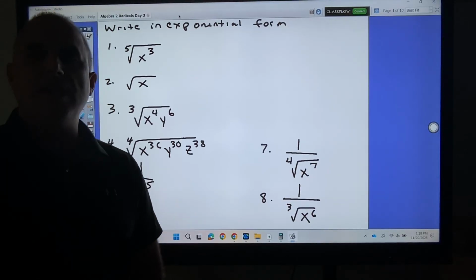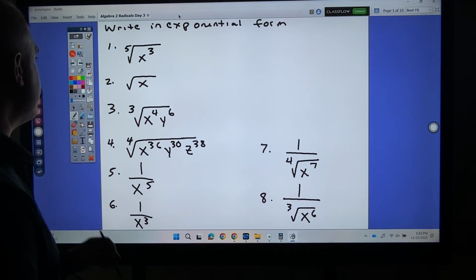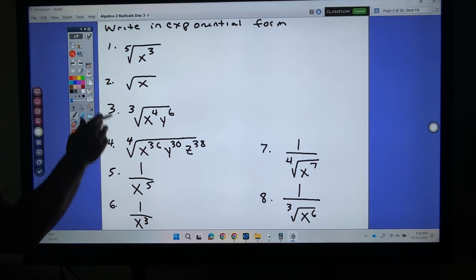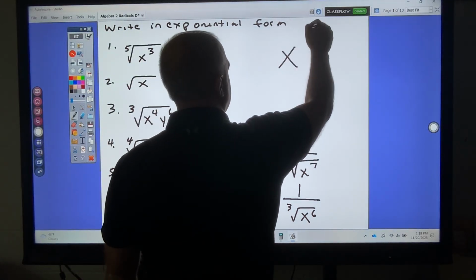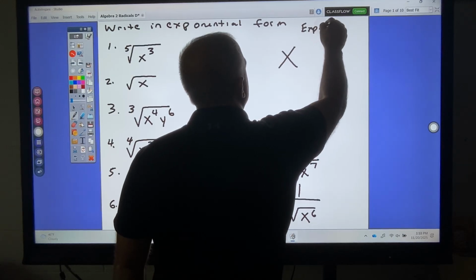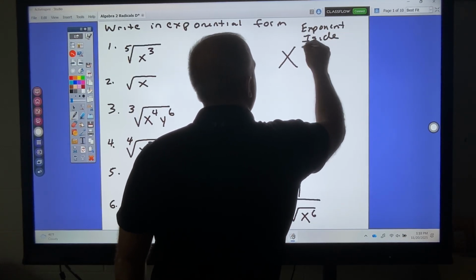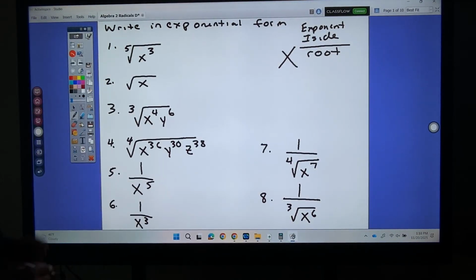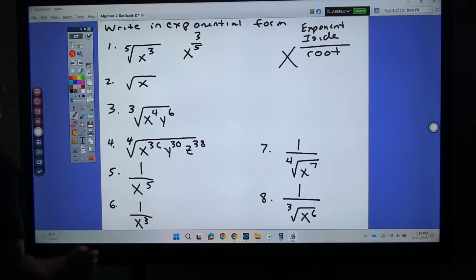Okay, this is going to be a video for Algebra 2 for writing radicals in exponential form and vice versa, new for 2025. So here's the big thing you have to understand. When you look at something here, the top number is the exponent inside, and then you divide by whatever the root is, okay? So if my exponent is 3, and the root is 5, that's 3/5.